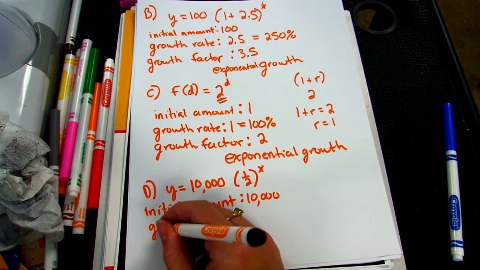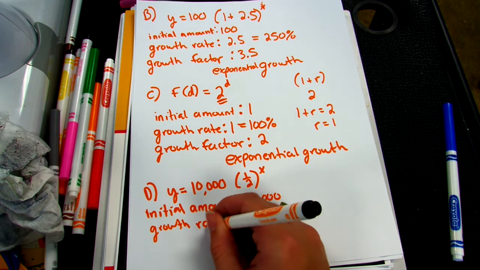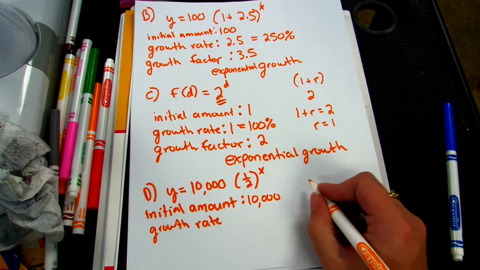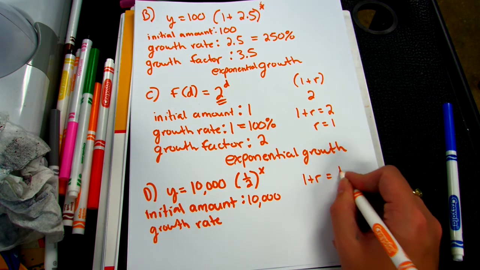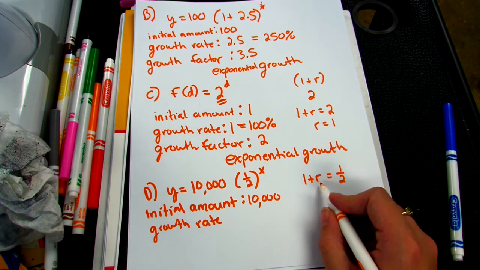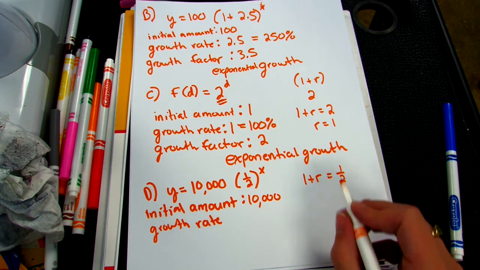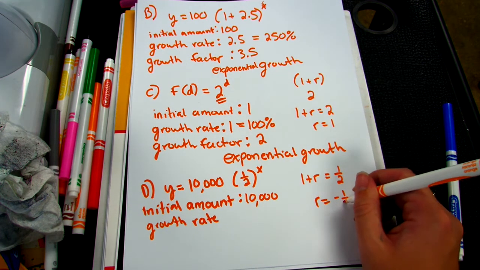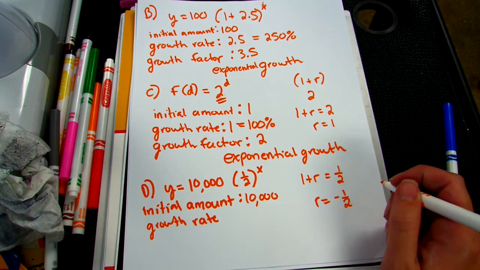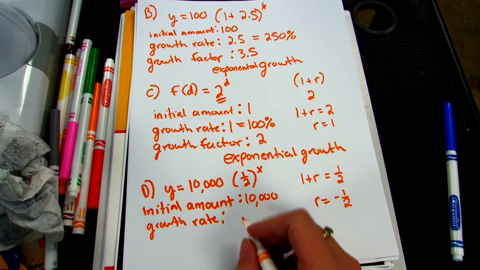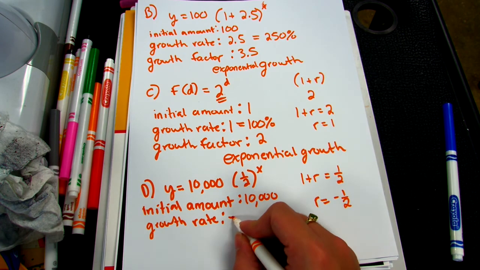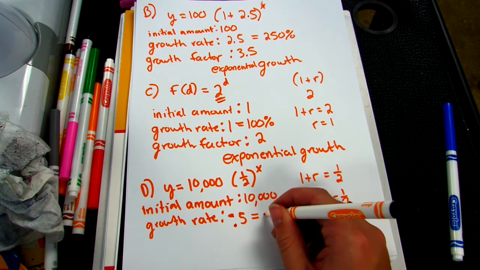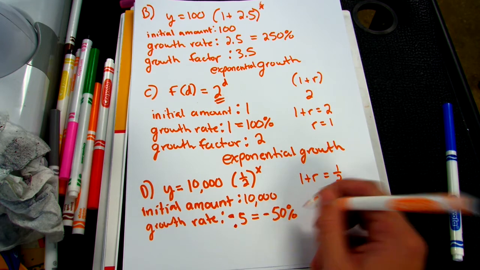So to figure out our growth rate, we first have to know what our growth factor is. So our growth factor is 1/2, okay? So 1 plus r is equal to 1/2. So if we want to figure out what our rate is, we have to solve for r. So r is 1/2 minus 1, so negative 1/2, or negative 0.5. Okay, so our growth rate is negative 0.5, or negative 1/2, which as a percent is negative 50%.